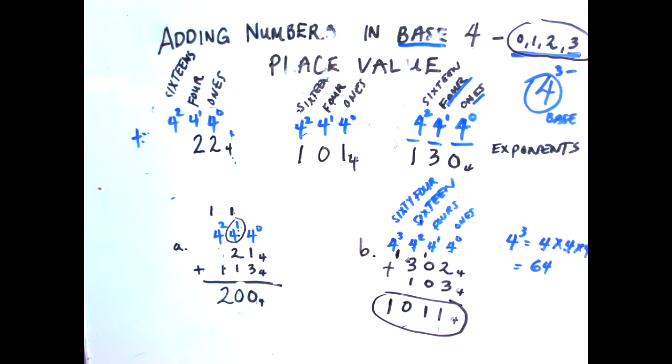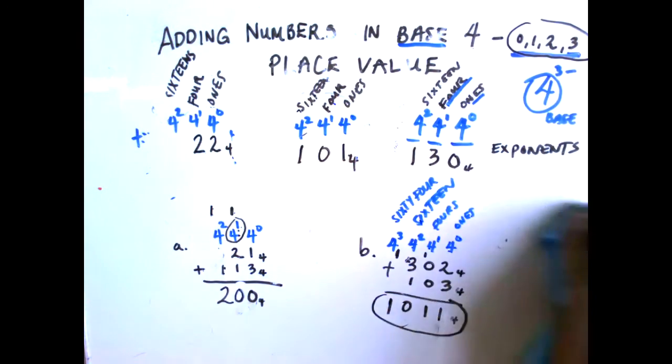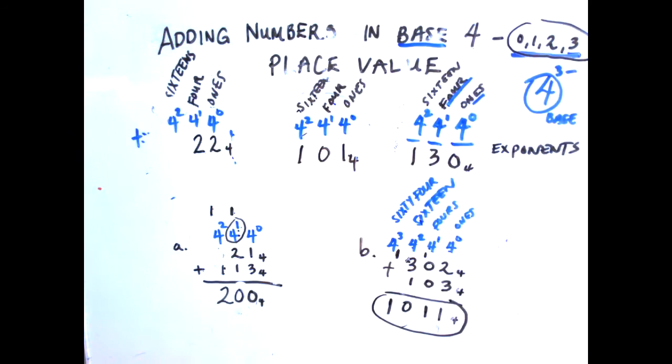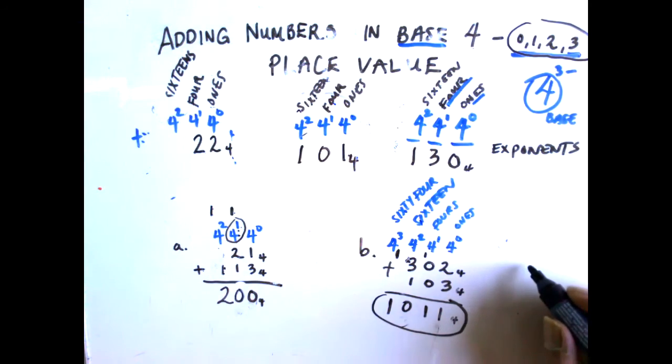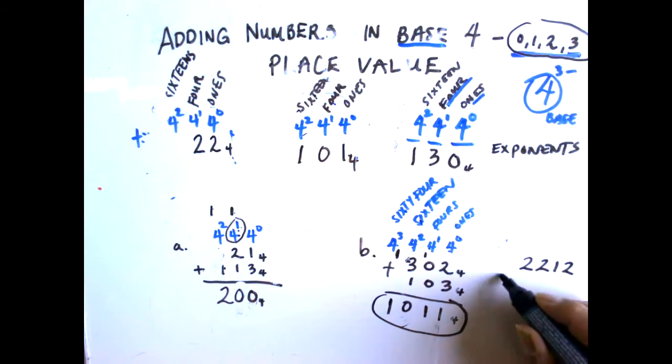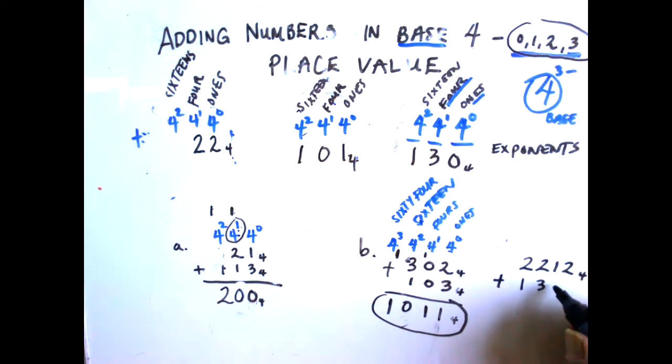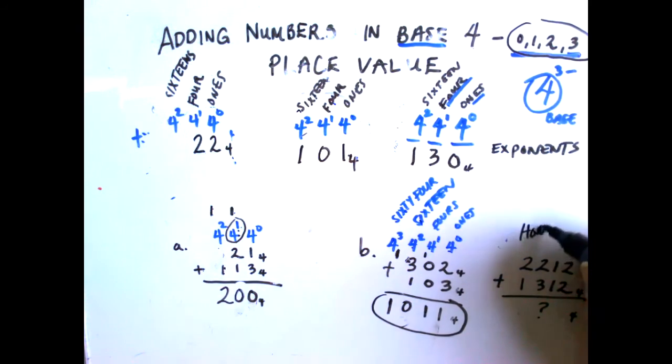Now, homework. Let's give you some homework. Now we're getting better at this. So the homework would be 2212 in base 4, add 1312. What is this in base 4? So I only have this homework.